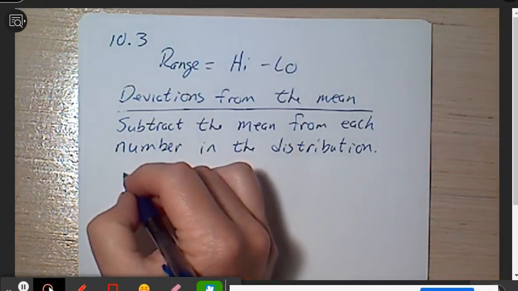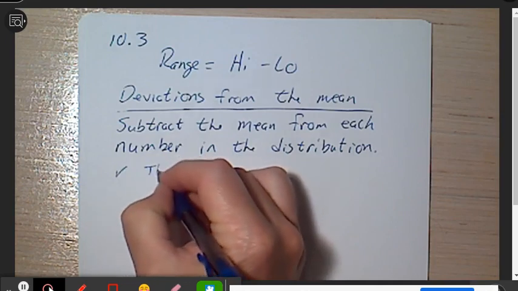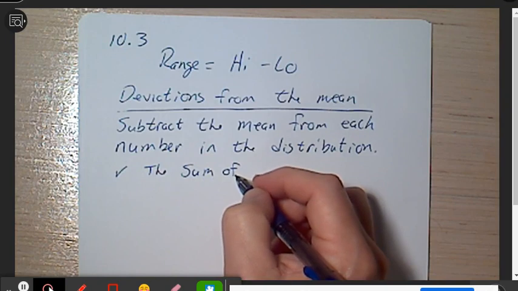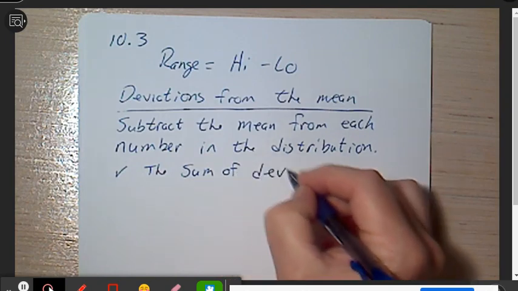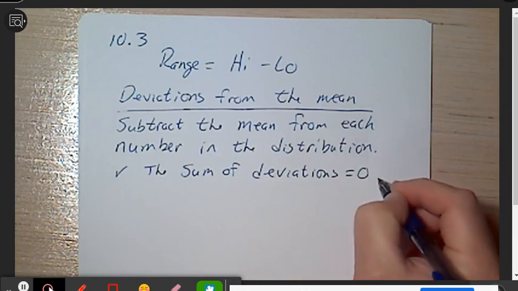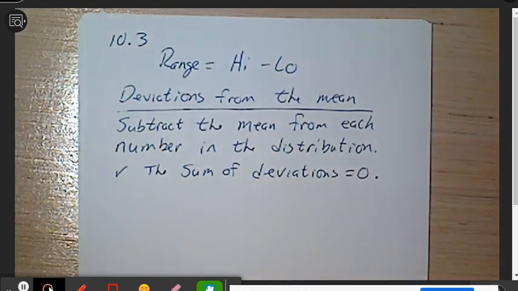The one thing that's kind of a check is that the sum of all your deviations is going to equal 0. Because again, the mean, the average, is in the middle of the distribution that you're looking at. So when you compare the low numbers and the high numbers, it's always going to kind of even itself out.